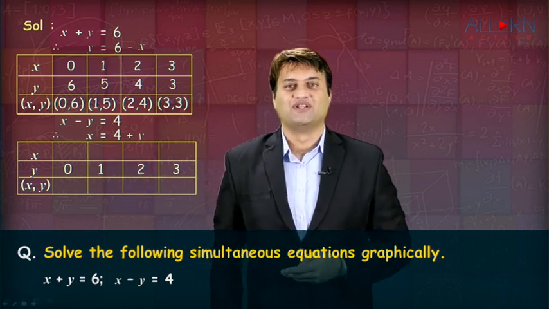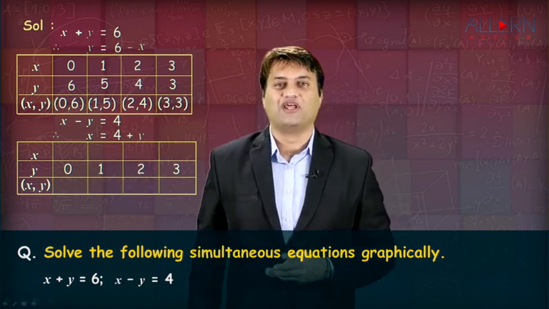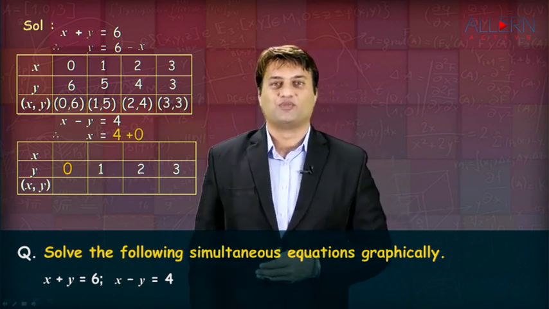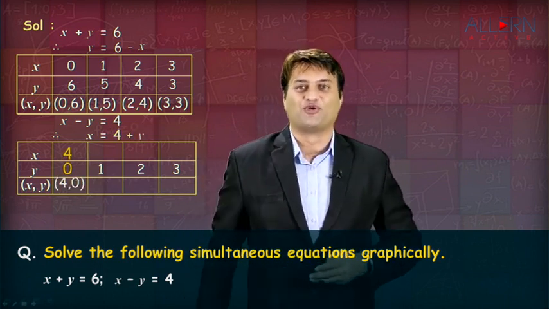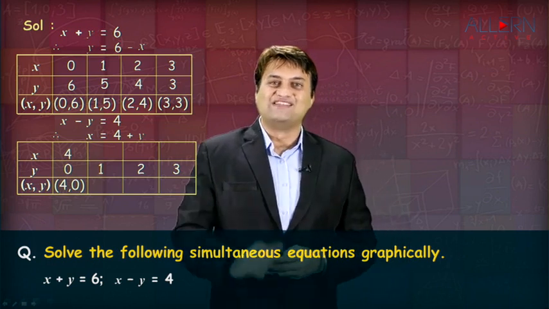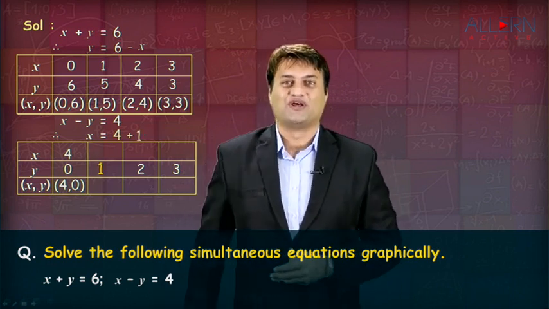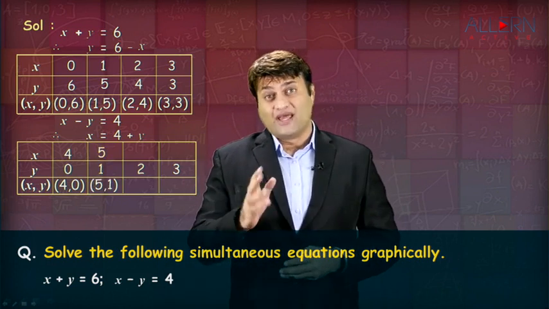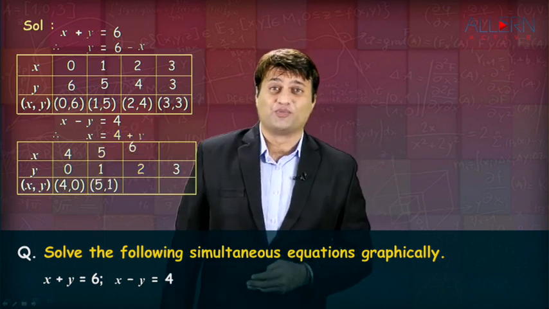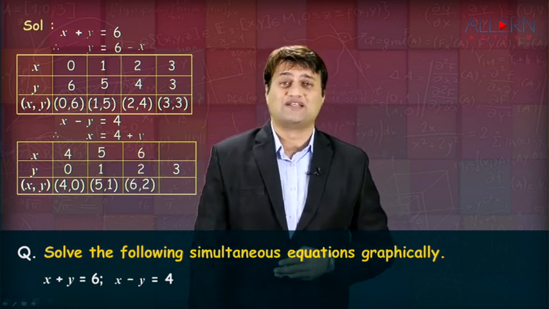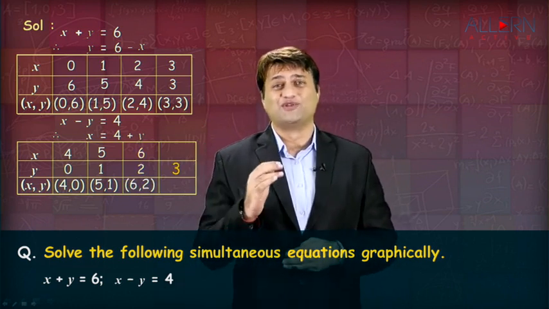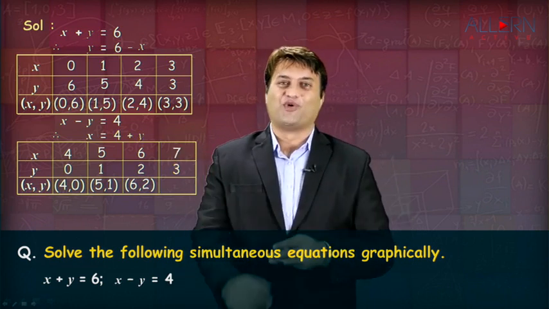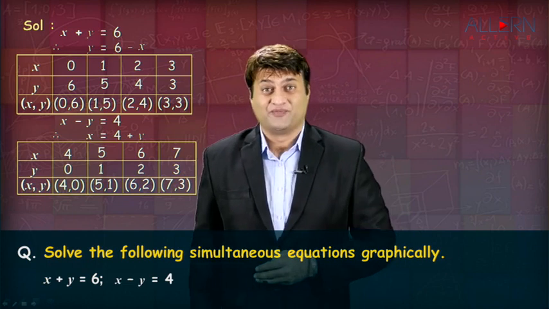Substitute these values in the given equation and get the 4 corresponding values of x. So when y is equal to 0, x is equal to 4 plus 0, which is 4. So you get a point 4, 0. When y is equal to 1, x is equal to 4 plus 1, that's 5. You get the point 5, 1. When y is equal to 2, x is equal to 4 plus 2, which is 6, and you get a point 6, 2. And when y is equal to 3, x is equal to 4 plus 3, that's 7, and you get a point 7, 3.